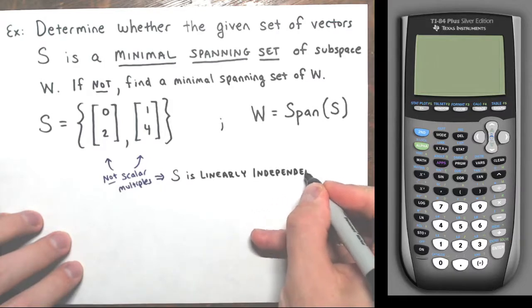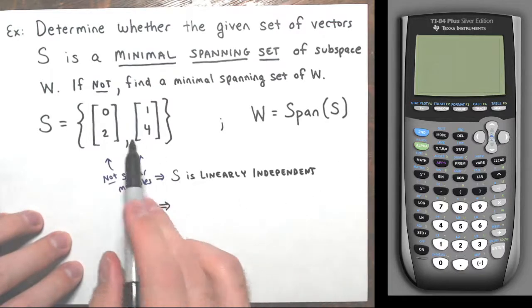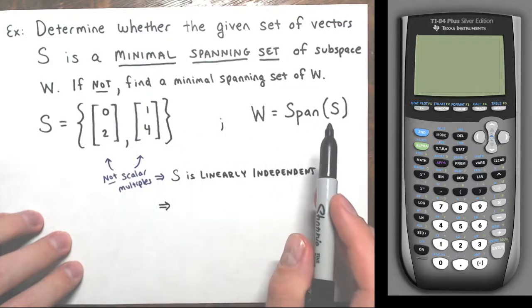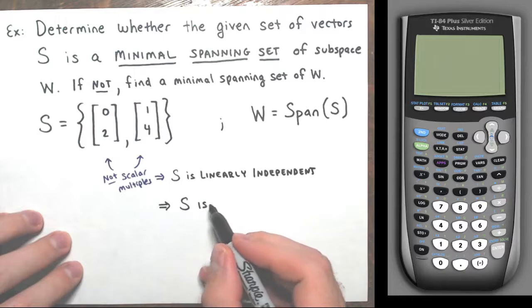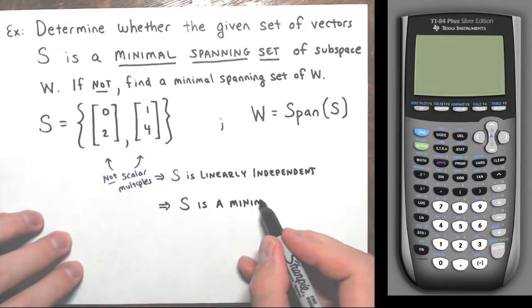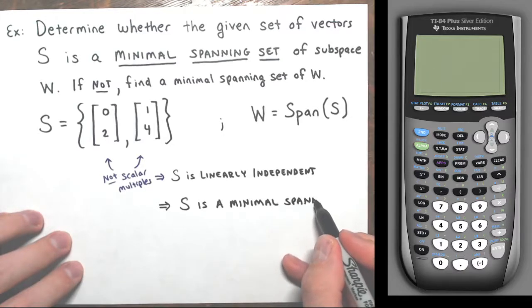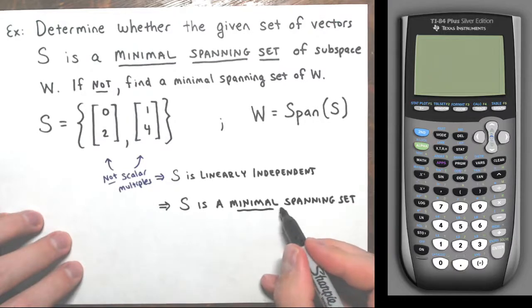And if you recall my previous page, this would mean that this set S is the minimal spanning set for the span of S. S is a minimal spanning set of W.